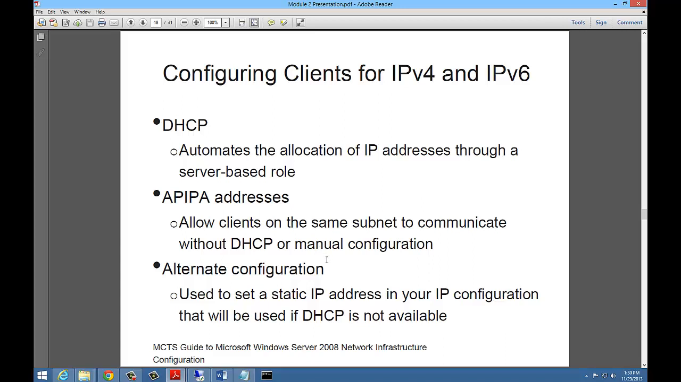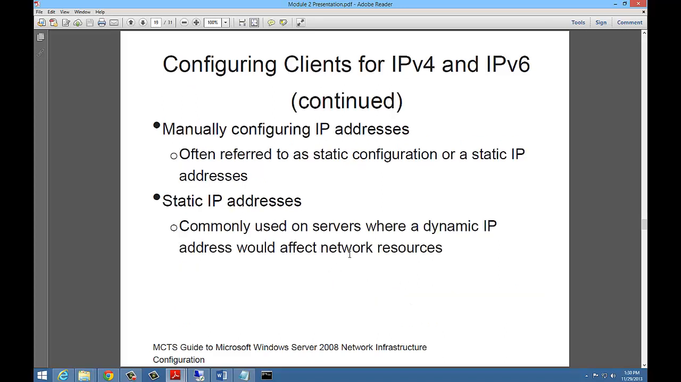Alternate configuration is used to set static IP addresses in your IP configuration that will be used if DHCP is not available. So besides DHCP for automated or APIPA, in case it can't see a DHCP server, you can statically set your addresses. And we'll be doing that in this next lab. Manually configuring IP addresses, often referred to as static. It's another way of static configuration, like we just talked about. Static IP addresses are used where there is no DHCP service.